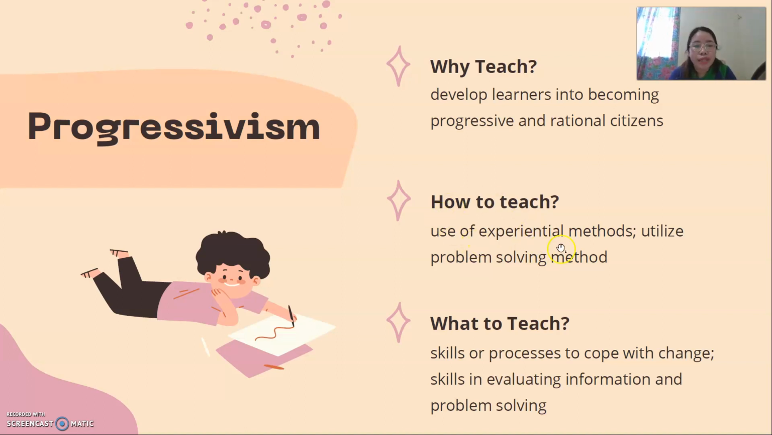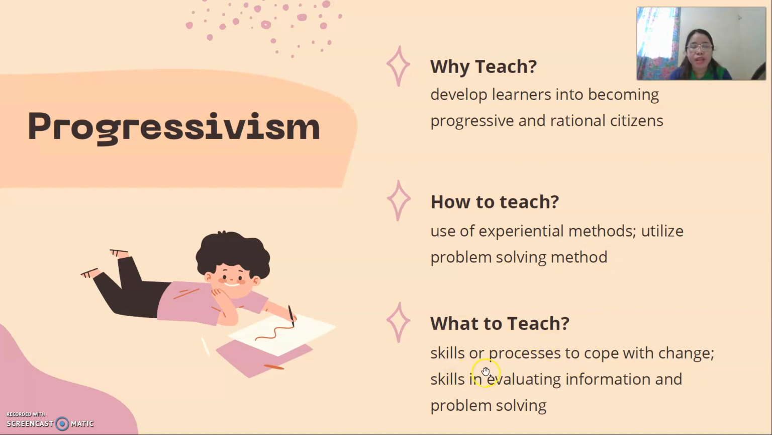And then next, in progressivism, how do we teach them? We make use of experiential methods because we are trying to develop the core of the child, right? So we have to make sure that we provide them with experiential methods, with real life experiences, and we allow them to utilize the problem solving method. Because we are trying to put them into real world scenarios. We are trying to build rational citizens. So what do we give to them? Of course, those problem solving methods. How do they solve problems in society? Something like that.